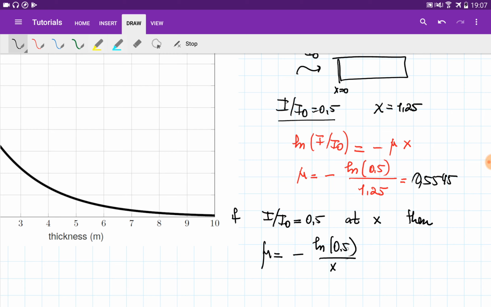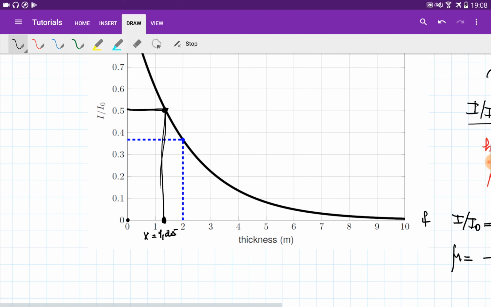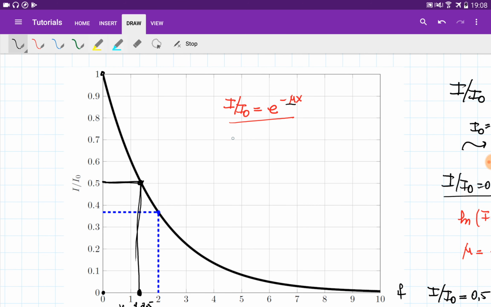Or we can write this 0.5 as 2 to the power of minus 1. So let me rewrite this: minus ln of 1 over 2, over x, where 1 over 2 is 2 to the power of minus 1. And this power minus 1 can go down to here. So it's going to be ln of 2 over x. So I've got this formula, and this is equal to mu. So for another formula, I need to take a ln from this part and from this part in order to find mu.